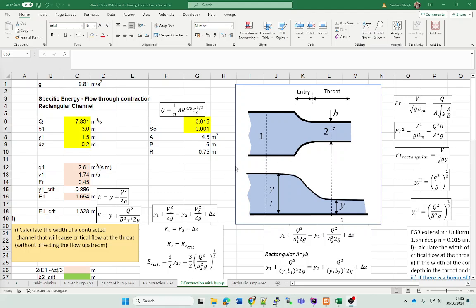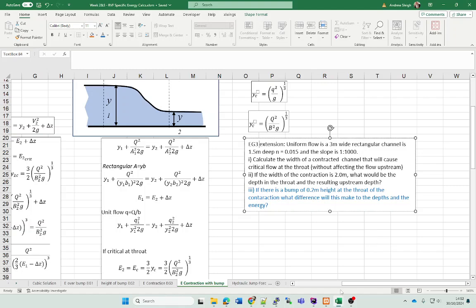Okay, now I'm going to go through a further example of an energy calculation in a contraction, this time with a bump in the middle of the contraction. So go to the spreadsheet, week 2 and 3, the varied flow, specific energy calculations, and the 5th tab. We'll see what the question is here. Well, it's pretty much exactly the same as the last example, the one on the tab before.